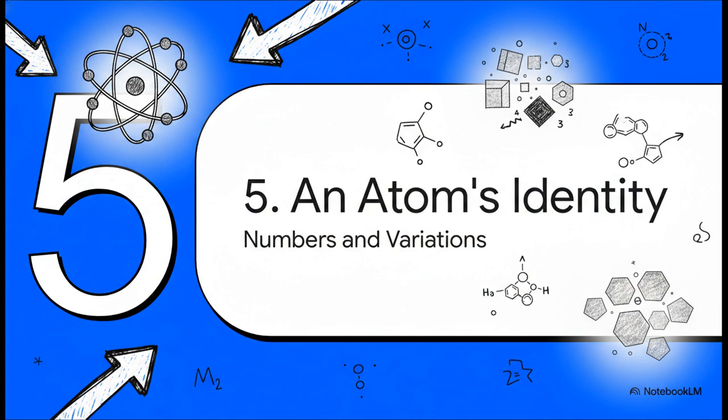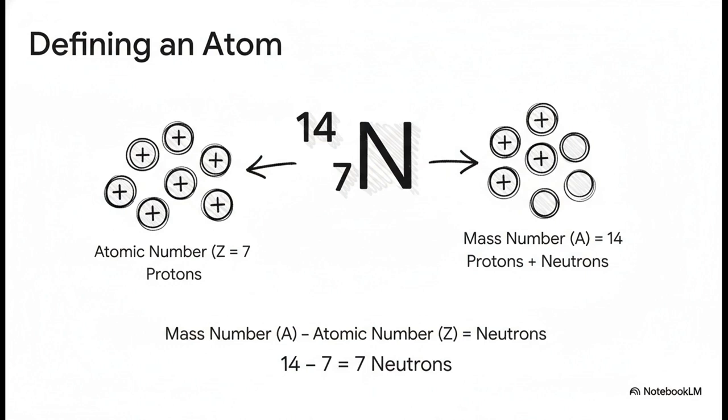Okay, we're almost there. Now that we understand the whole structure, we can finally define what makes an atom of carbon different from an atom of oxygen. It all comes down to 2 very important numbers. The first and most important number is the atomic number, which we write as Z. This is simply the number of protons in the nucleus. This number is the identity card of the element. For example, any atom in the universe with 6 protons is and will always be a carbon atom.